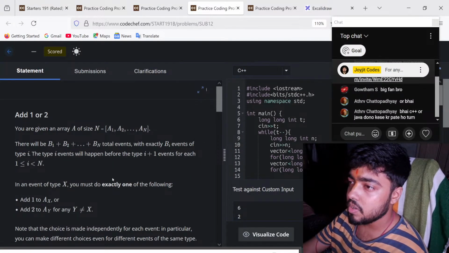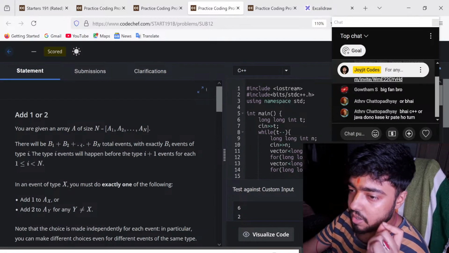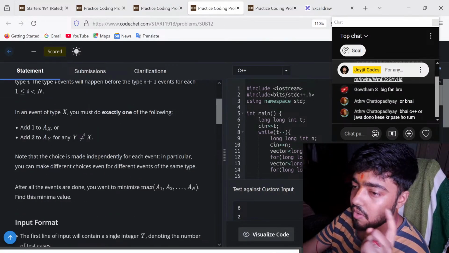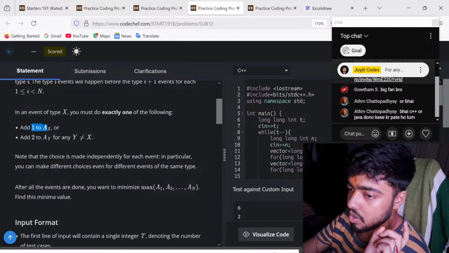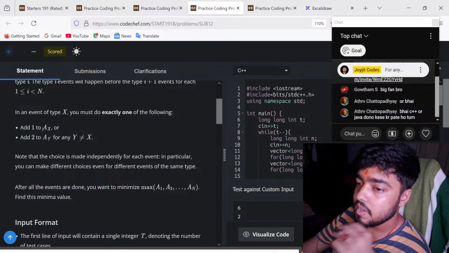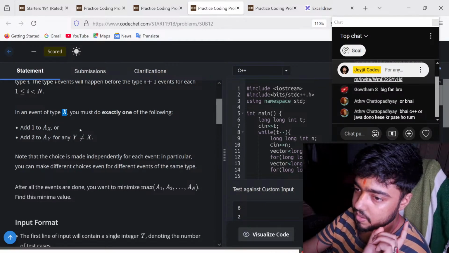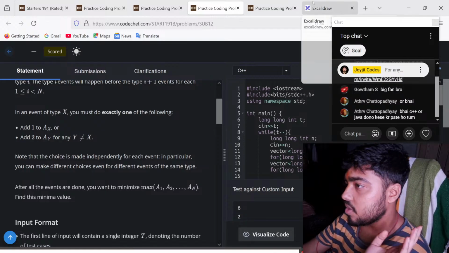Okay, so let's move on to the next question. Add One or Two. You're given an array A of size n, and there will be B, also of size n. What you can do is, for every specific element of B, you can either add 1 to A of x, where x is actually B of i. Oh no, sorry, x is i. So you can add 1 to A of x, or you can add 2 to A of y. What do they mean? I'll just tell you.